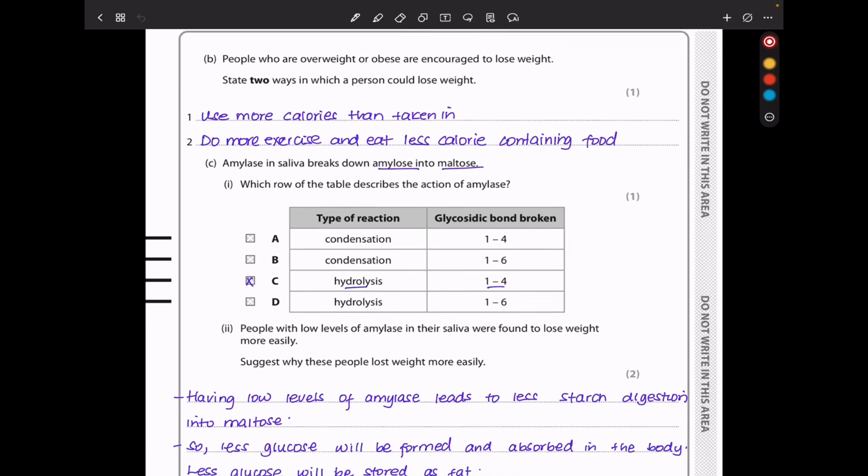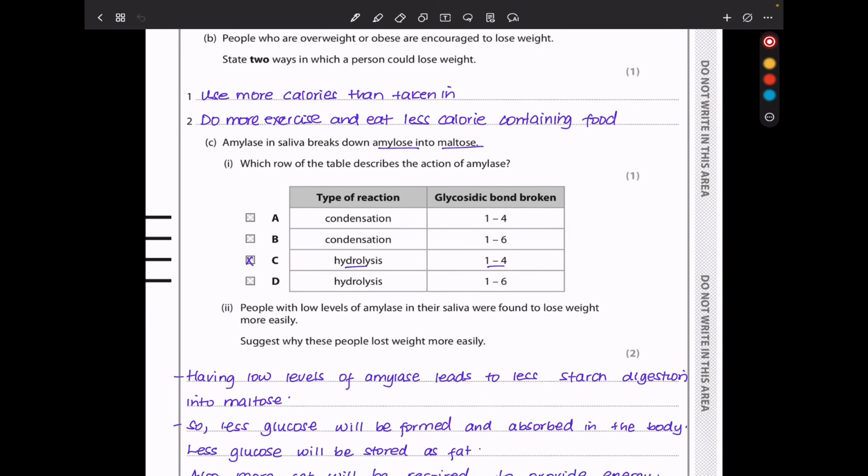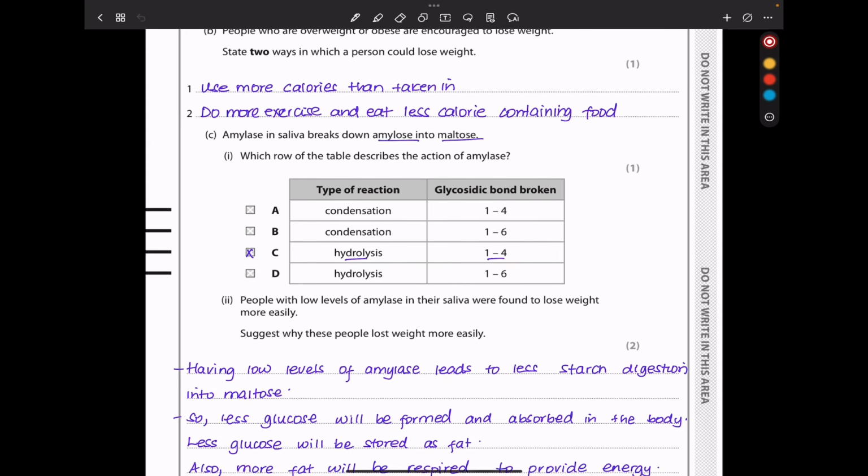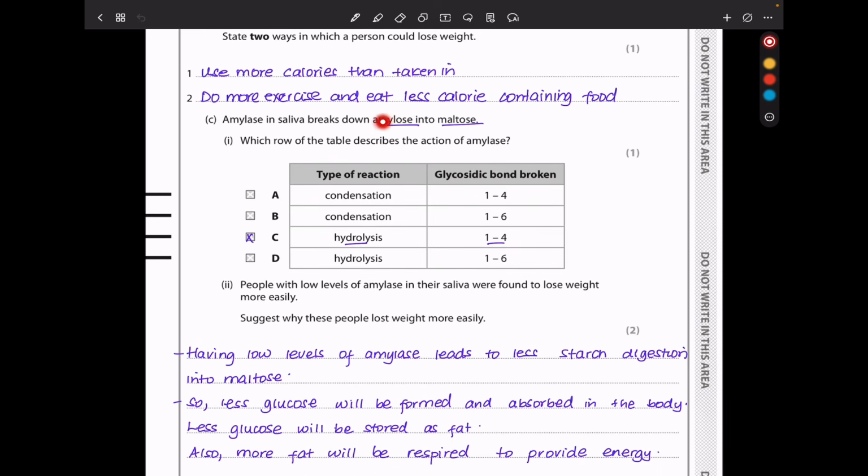They could lose weight by doing more exercise, as well as eating food that contains less calories or decreasing their calorie intake. In part C, amylase in saliva breaks down amylose into maltose. Which row of the table describes the action of amylase? Because they said amylose and amylose contains only 1,4 glycosidic bonds, the type of reaction is going to be hydrolysis, and the glycosidic bonds broken are going to be 1,4, so the answer should be a C.